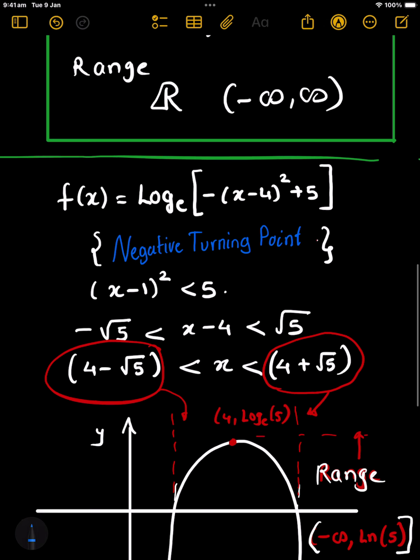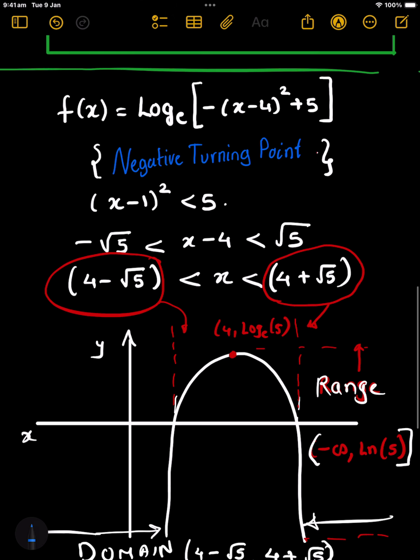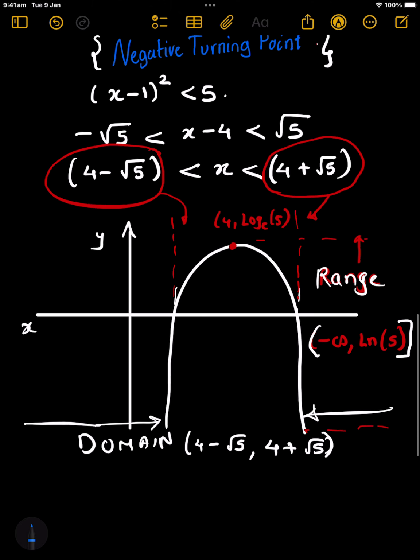So on this third example, this is where it gets interesting, because this has a negative turning point. So the natural log of negative (x - 4) the whole squared plus 5. So if we equate that, first let's go through the range. So the domain is kind of restricted at this point. So let's say this is, if we equate it, we'll get log e^5 or ln 5.